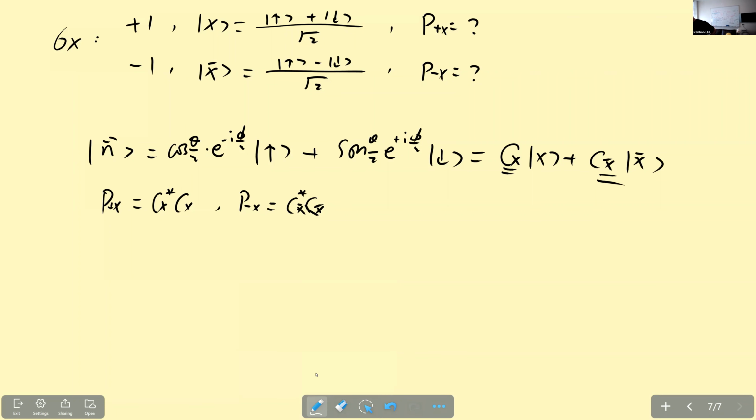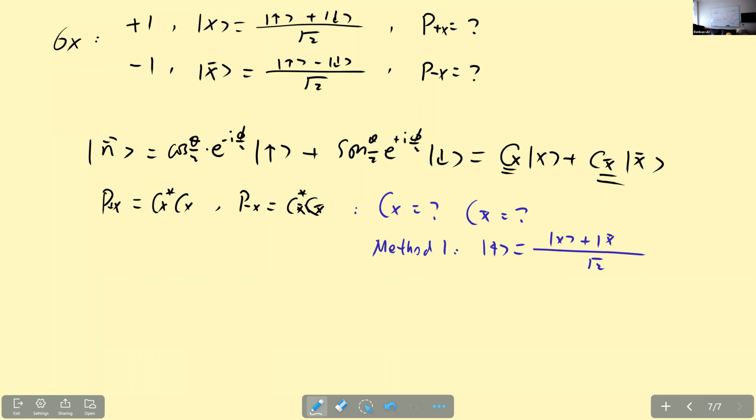There are different ways. So the question is, cx equal to what? Cx bar equal to what, right? There are different ways. One way is that we can write down, so method 1, we just write the spin up can be written as x plus x bar, and the spin down written as x minus x bar.